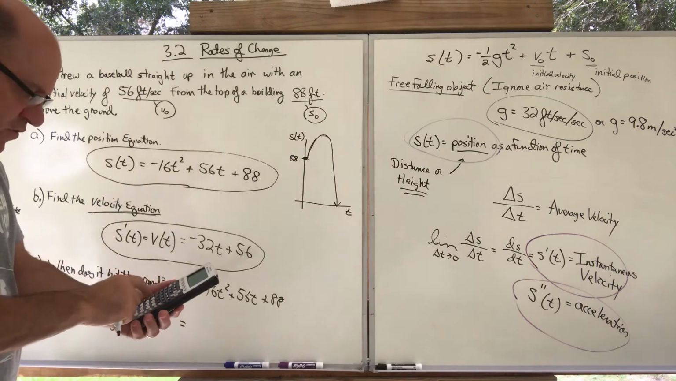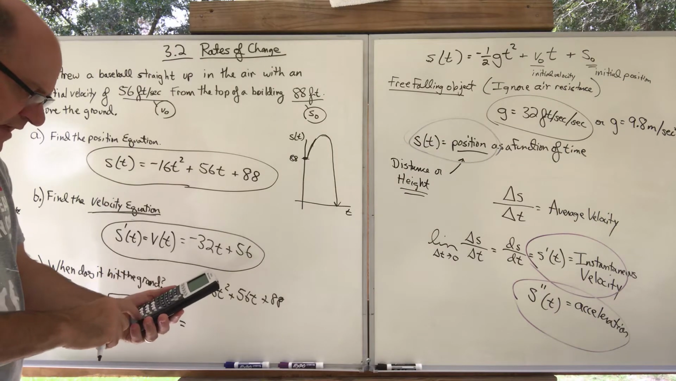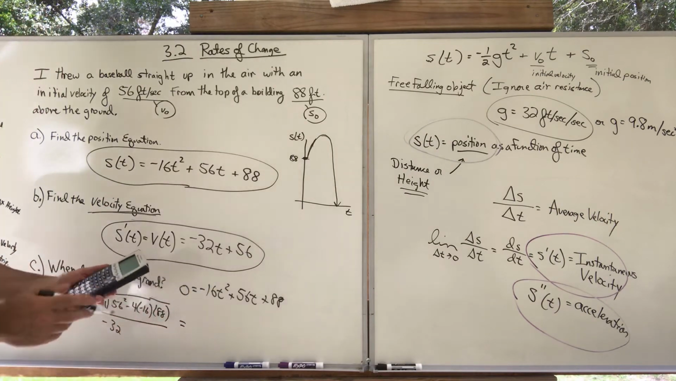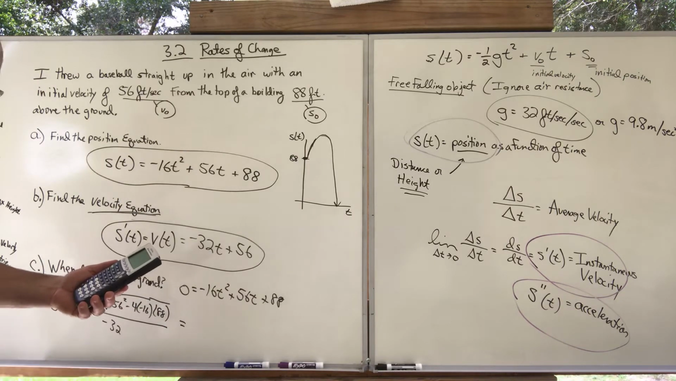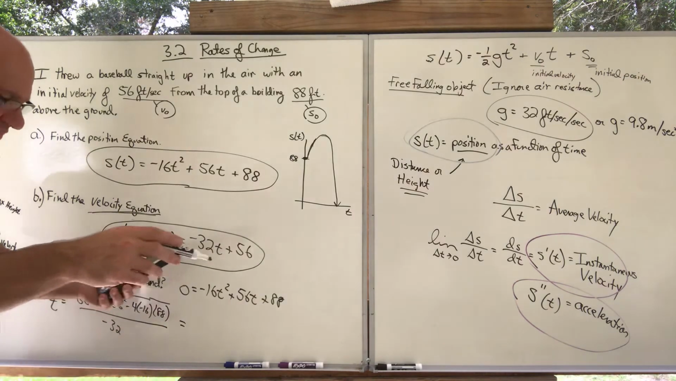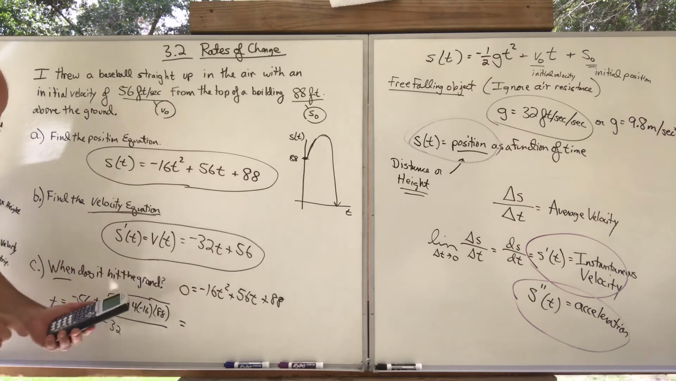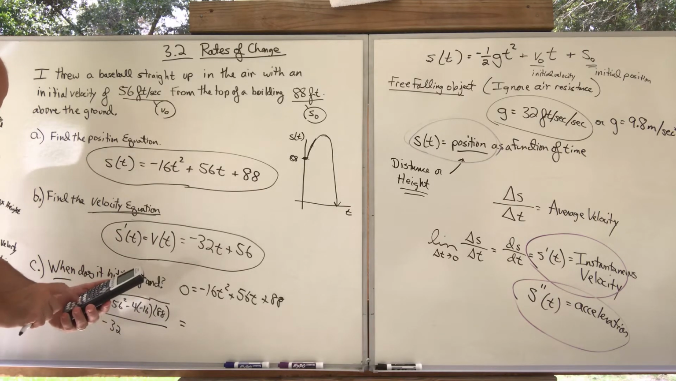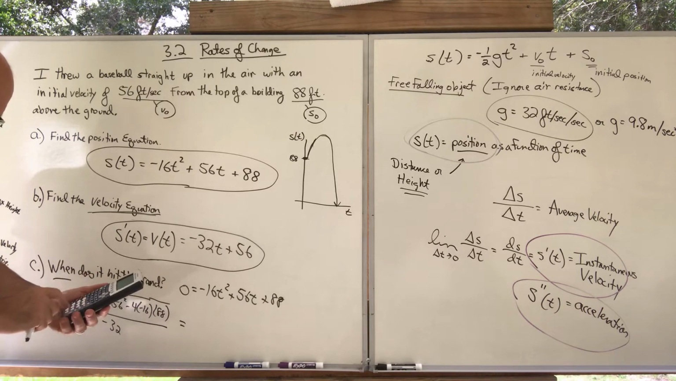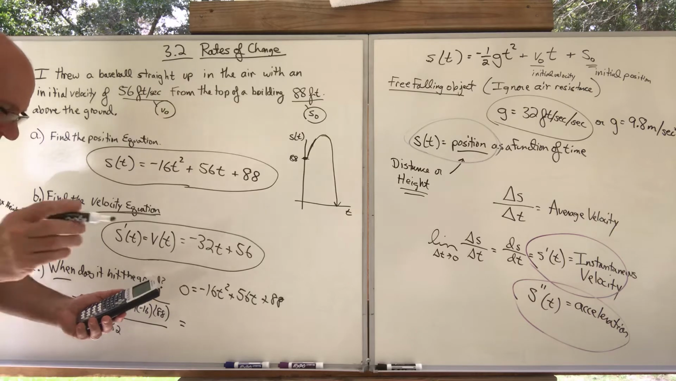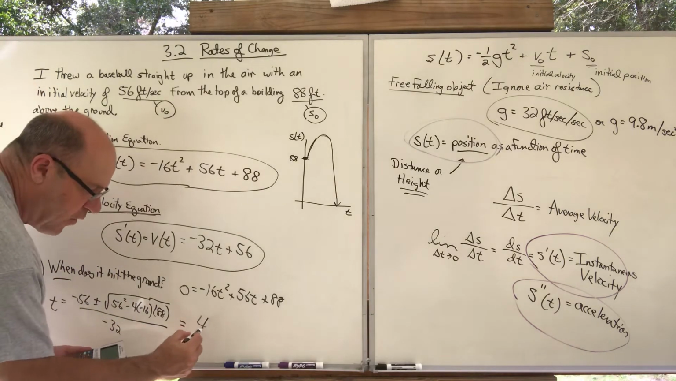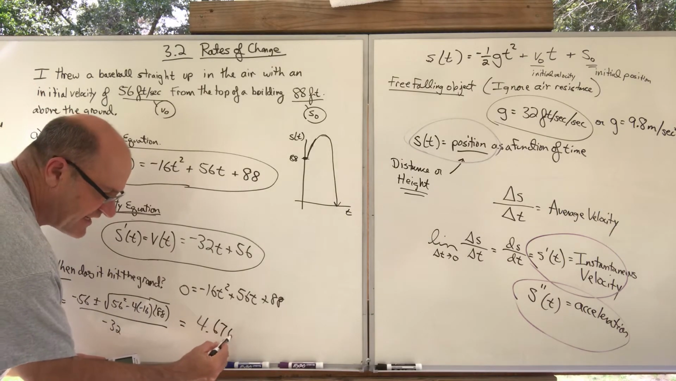And then I'm going to take the square root of that number. It's not going to be a perfect square. I'm going to round this decimal out. If I get 93.6375, blah, blah, blah, I'm going to subtract that from the negative 56. So negative 56 minus that number. And then I'm going to divide by negative 32. And this is the answer I want, 4.676 seconds.